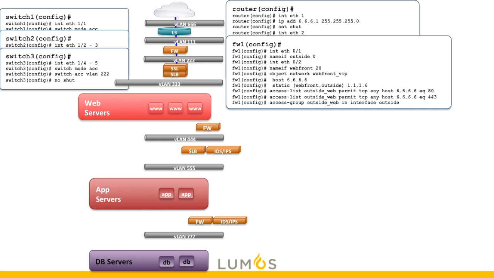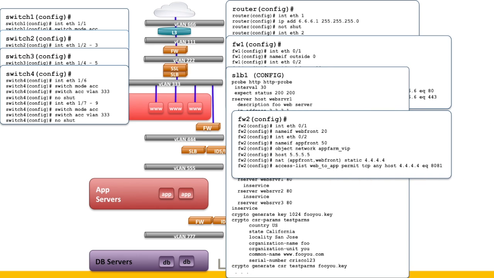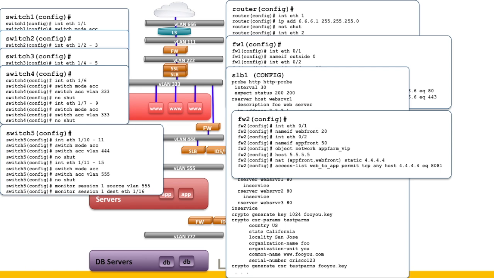The state of our network is not stored in any single place. It's stored in all of these different devices. So we have to go into switch 1, switch 2, switch 3, switch 4, firewall 1, firewall 2, load balancer 1, load balancer 2. Our policy is not kept in any place except our heads and maybe a Visio diagram perhaps.